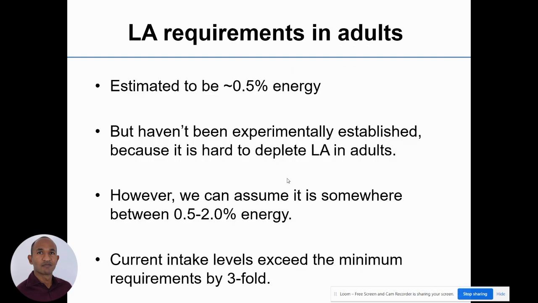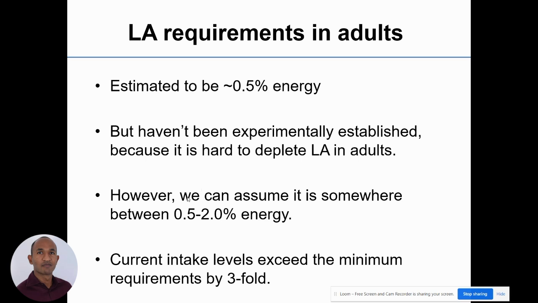Of course, in adults, because adults are not growing, the estimated requirements are probably around 0.5% energy. But this hasn't been experimentally established just because it's hard to deplete linoleic acid from adults. It's really everywhere in these plant oils that I've shown you earlier. But we can assume the requirements are somewhere between 0.5 to 2% energy.